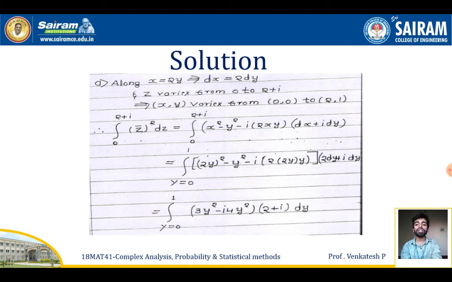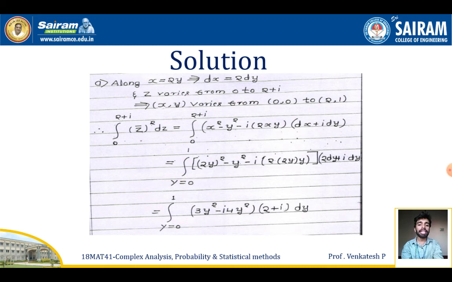Therefore integration 0 to 2 plus i conjugate of z whole square dz will be equal to integration 0 to 2 plus i of x square minus y square minus i times 2xy, on expanding x minus iy whole square, we get this equation, and dz is nothing but dx plus i dy. So on replacing x is equal to 2y, since I am converting all the x variable in terms of y variable, we have to take only y limits here. So I am taking only y limits which vary from 0 to 1.